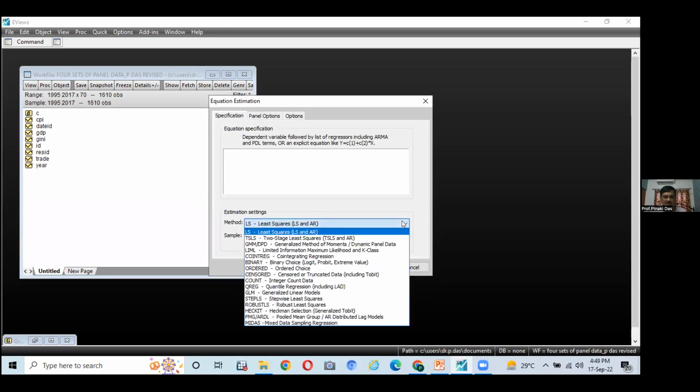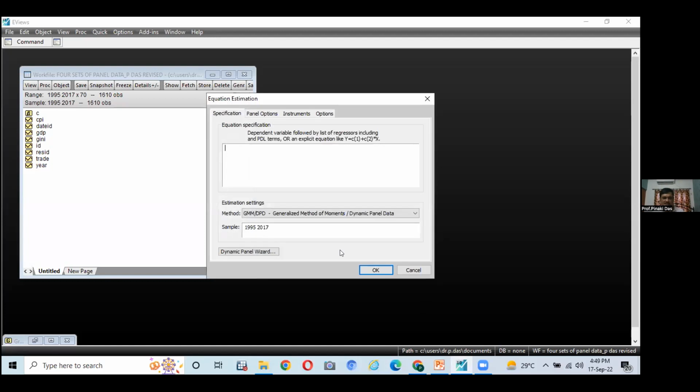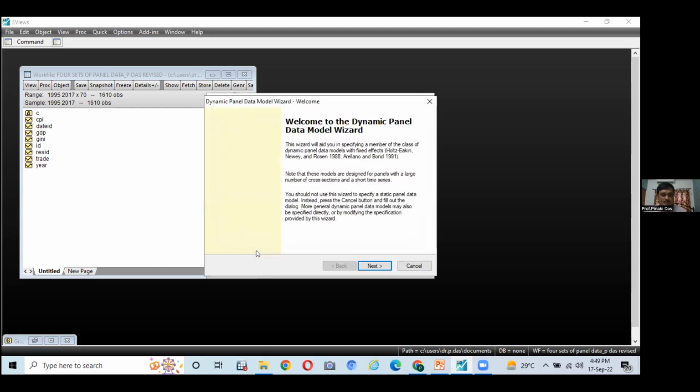When we select the appropriate panel data regression model, that is GMM for the dynamic panel data, then this menu, Dynamic Panel Wizard, is active. This wizard helps us to specify the dynamic panel data regression model. It is a step-by-step approach by which the wizard guides us in incorporating the different information needed to estimate the dynamic panel data regression model. Therefore, we select the Dynamic Panel Wizard.